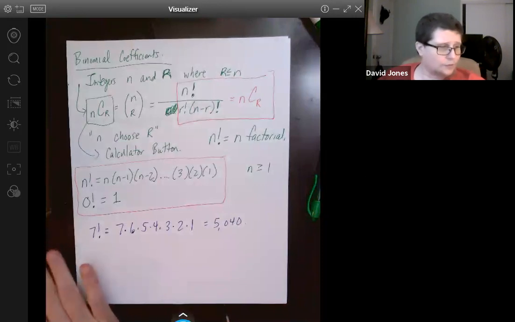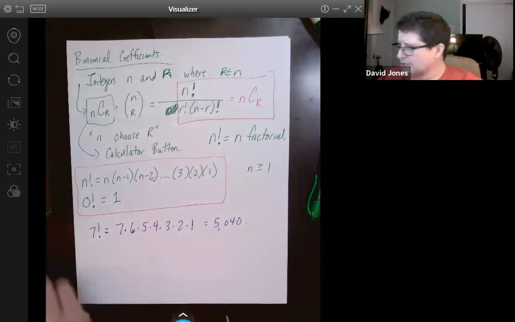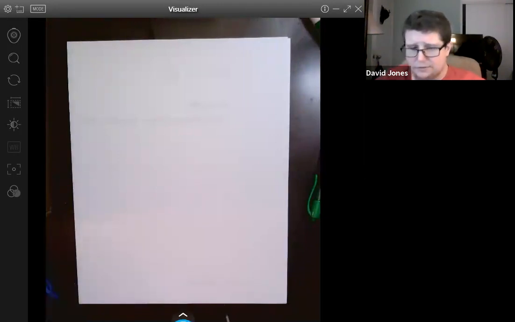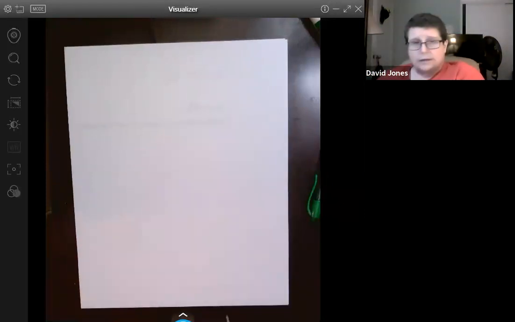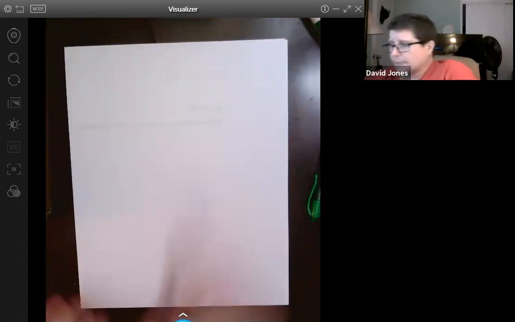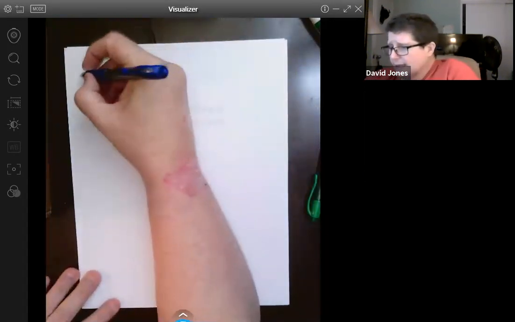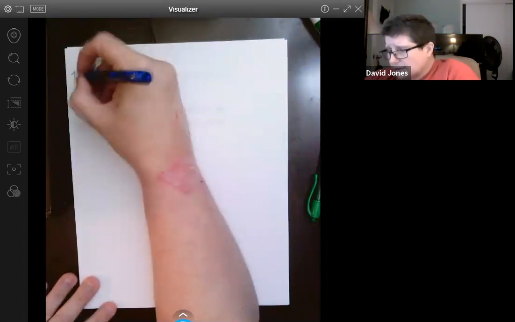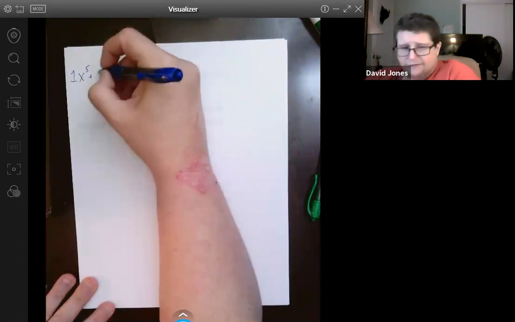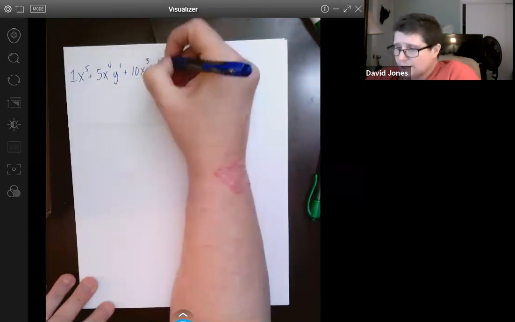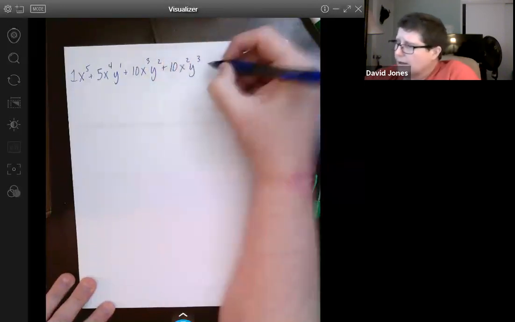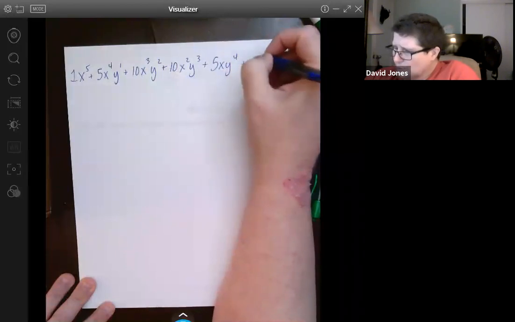So, how does this work? Let's go back to our example. Let's do x to the 5th, or n equals 5. So when n equals 5, we had x to the 5th plus 5x to the 4th, y to the 1st, plus 10x to the 3rd, y squared, plus 10x squared, y cubed, plus 5xy to the 4th, plus 1y to the 5th.